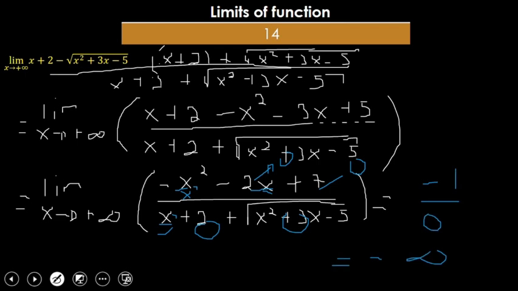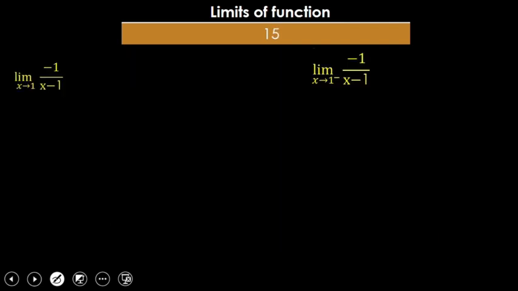Okay, moving to question number 15. At the level of question number 15, we are going to be having limit as x tends to 1 of minus 1 all over x minus 1. Okay.